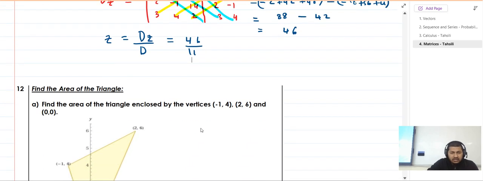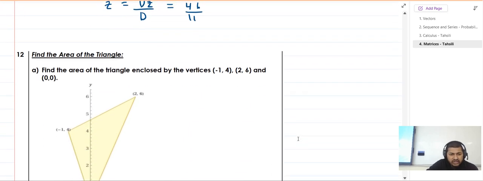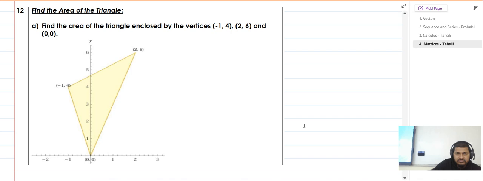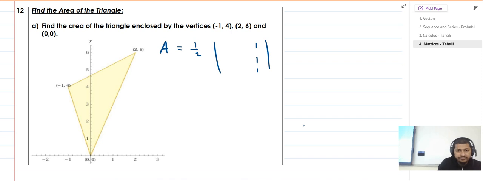Right, find the area of the triangle. We want to find the area of the triangle, we use a formula using matrices. Remember, the area is the absolute value, you have to take the positive area. So area is half into coordinates with 1 1 1. And what are the coordinates? 0 0, the next coordinate -1 and 4. You can put the coordinates in any order, and 2 and 6.